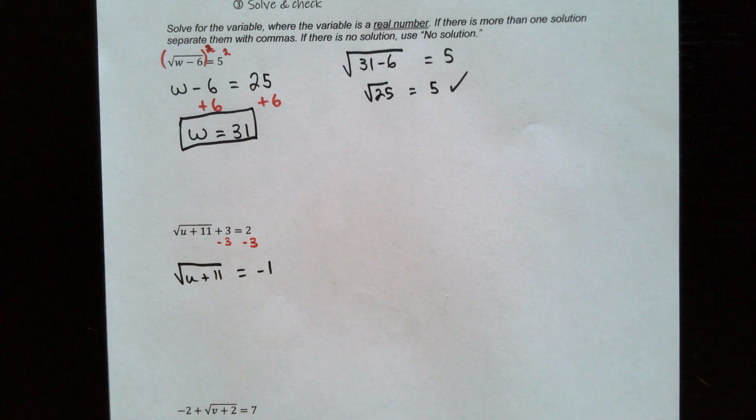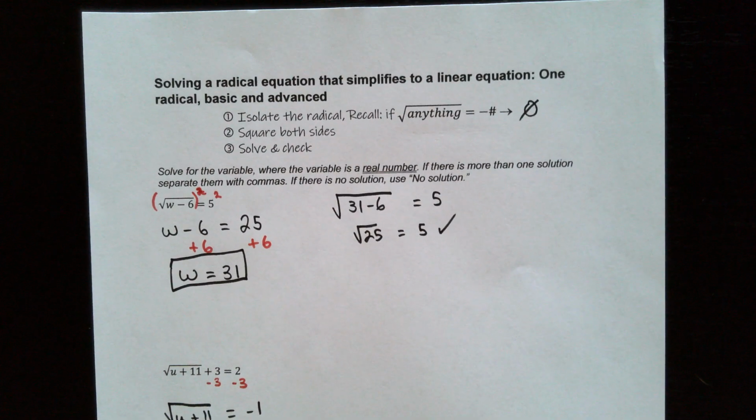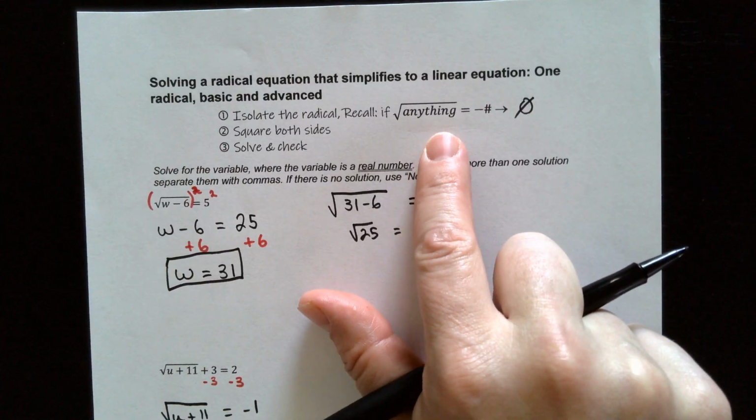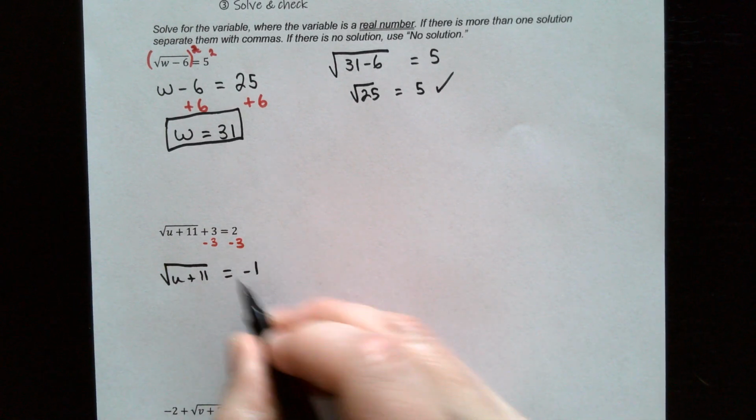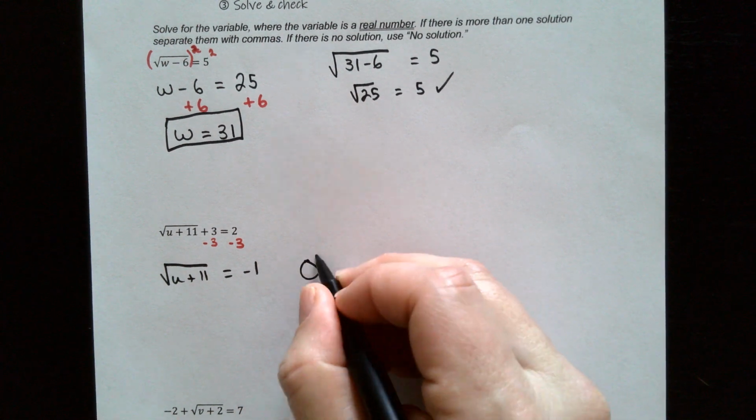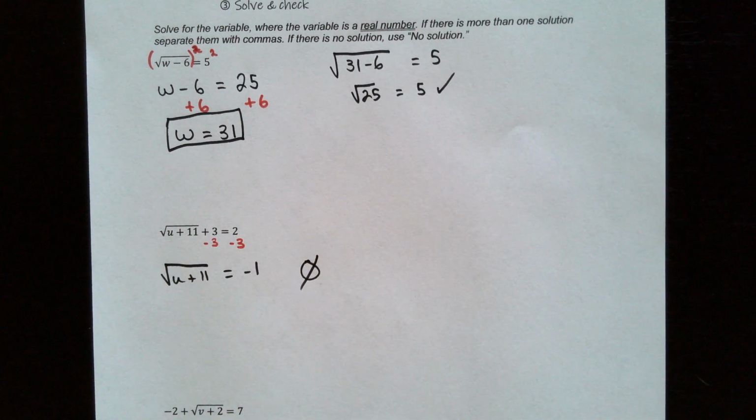Let's recall our rule up here. Rule number 1, after we isolate the radical, the square root of anything is equal to a negative number, no solution. So when we get to this point where it's a square root on one side and a negative number on the other, we can stop and we can say that's no solution there.